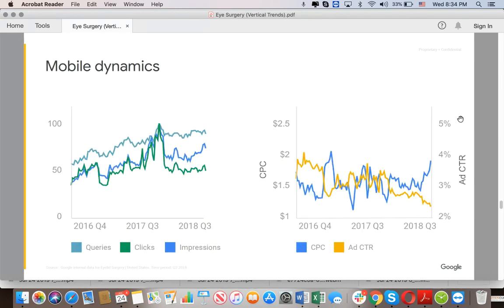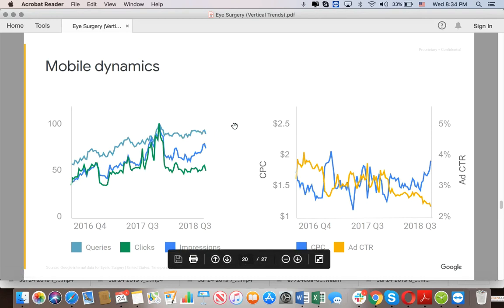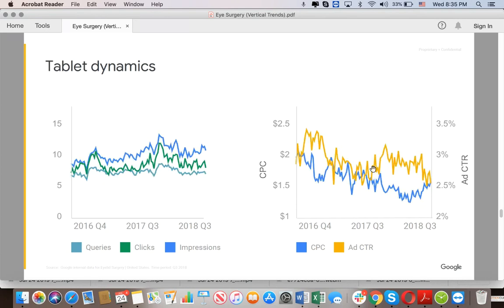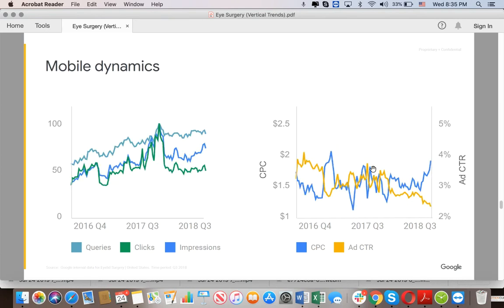Let's speak about the mobile dynamics. Again, we're looking right now at the report for the last 3 years: 16, 17, 18. It's growing, so a lot of people are looking for the services. The clicks are growing, the impressions are growing. So there's a huge market, there's a lot of competitors, so there's a possibility to get a lot of patients.